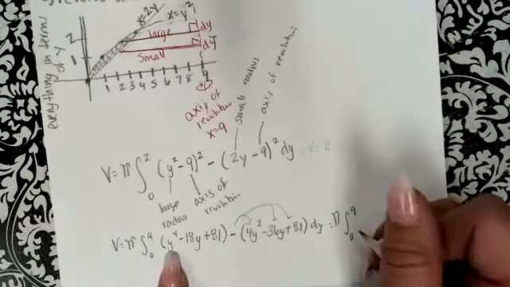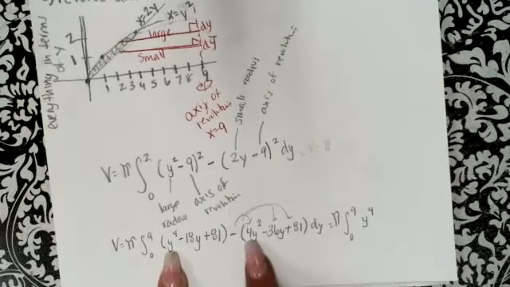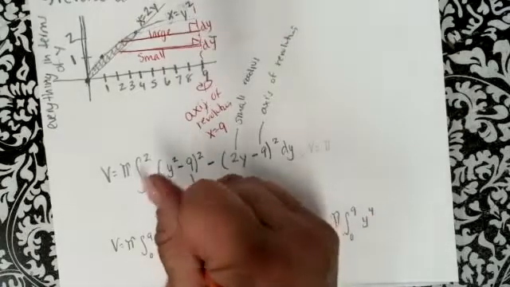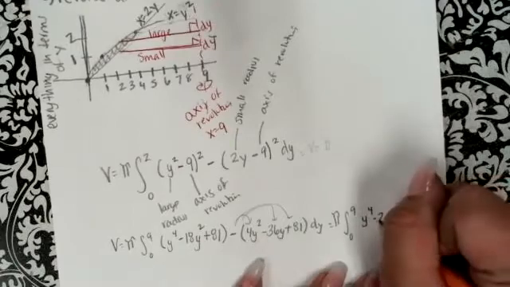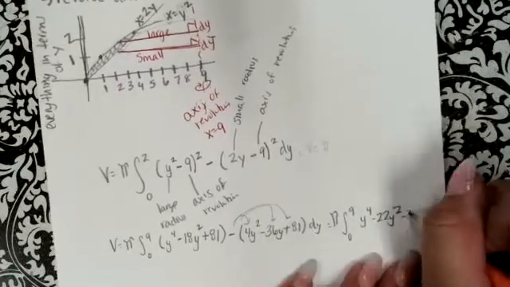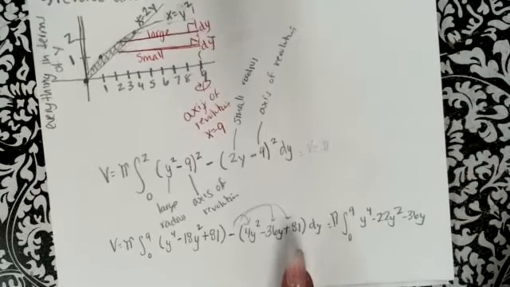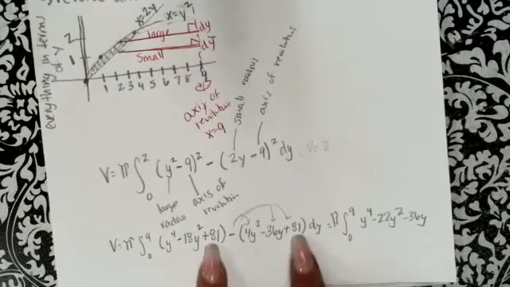Nothing goes with the y to the fourth. Nothing goes with the y square. Actually, that's 18y squared, sorry. So those two, actually, that's negative 22y squared. Nothing goes with the 36. And then the 81, that's a negative, and that's a positive, those cancel out.